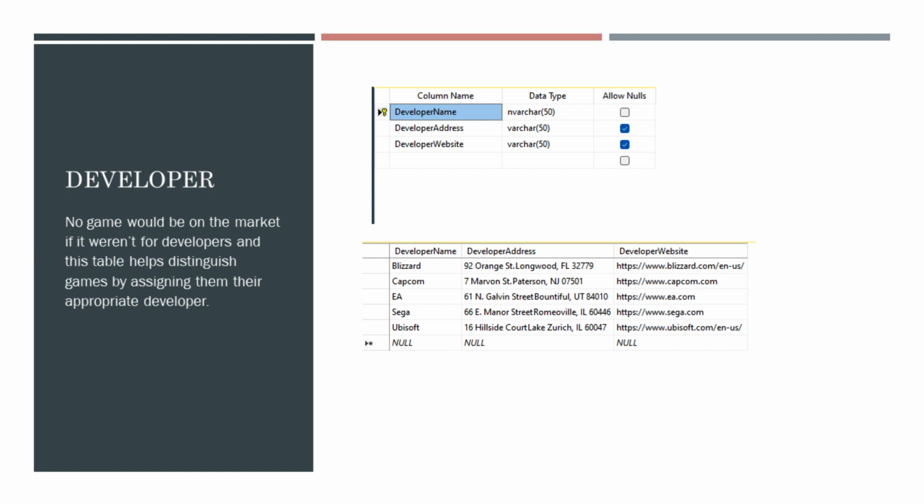Up next, we have the developer table, and you can't really have a game without its developer. So, in this table, we have the basic info of the developer to help associate that with the game in question for the order to help distinguish between the orders and the game tied with that order.